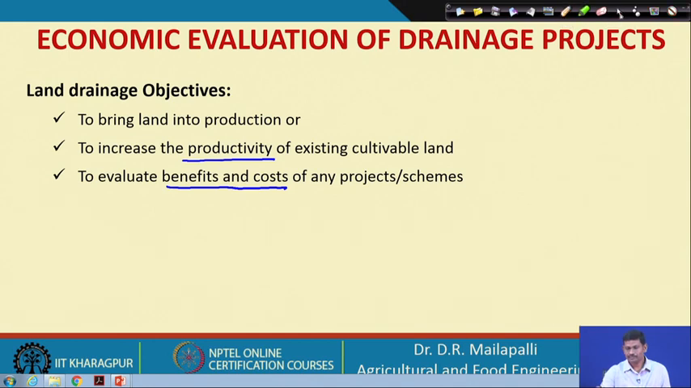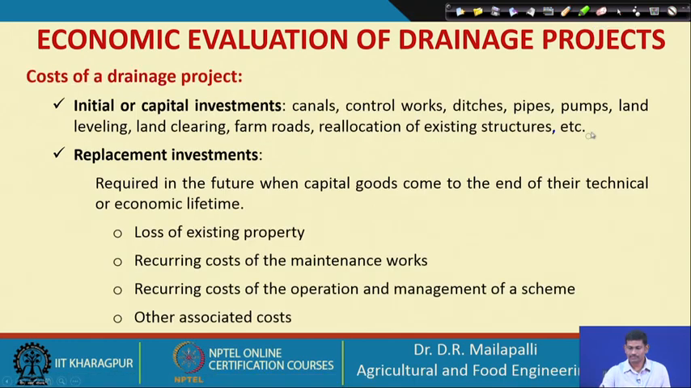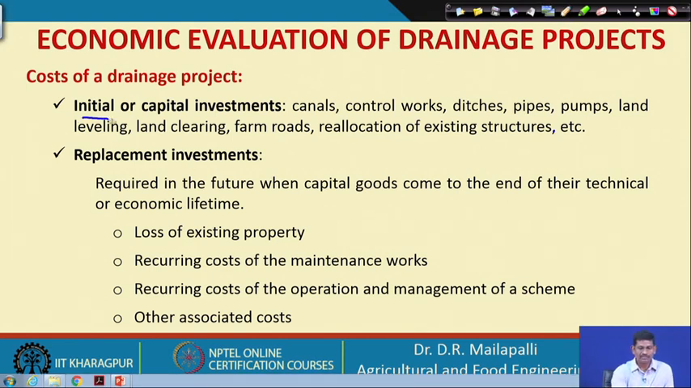Next is the cost of a drainage project. Cost involves, for example, initial or capital investments. This is basically for canals, control works, ditches, pipes, pumps, land leveling, land clearing, farm roads, relocation of existing structures, etc. These things require initial investment.